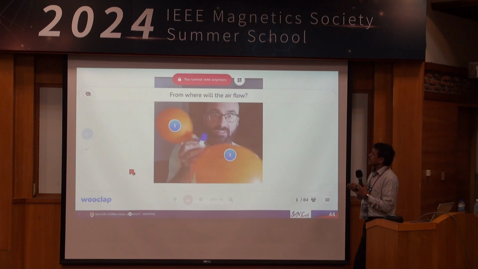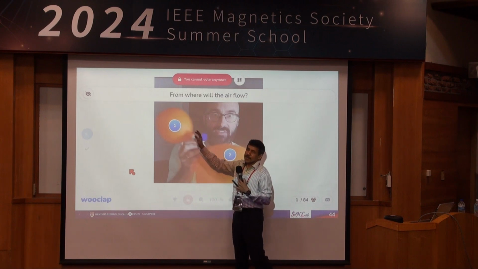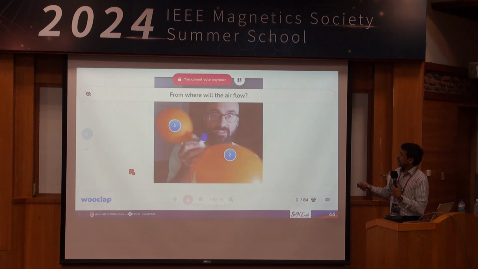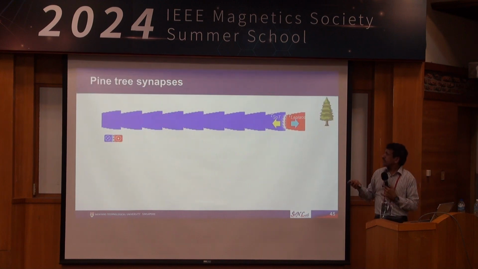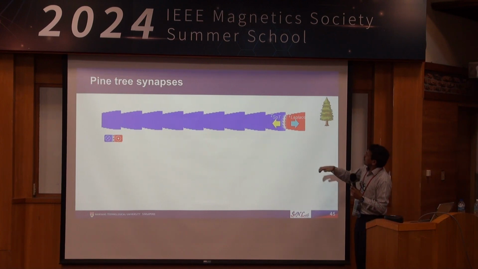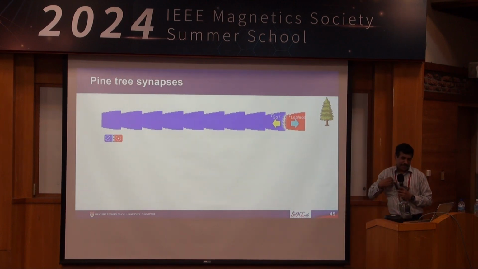Okay, the answer is once you open the valve, the air will flow from this small balloon to the bigger balloon. That's because the Laplace pressure is bigger for this balloon than for this balloon. So basically the concept that we are using in this synaptic structure is the Laplace pressure of the domain wall. So we consider this domain wall as the balloon layer, and it has a different Laplace pressure.